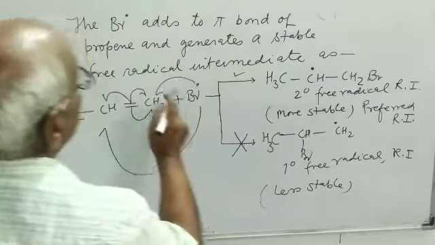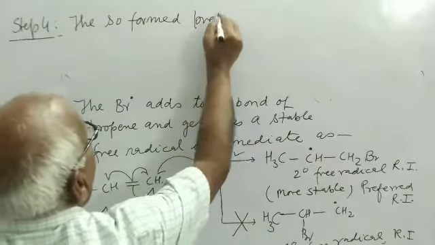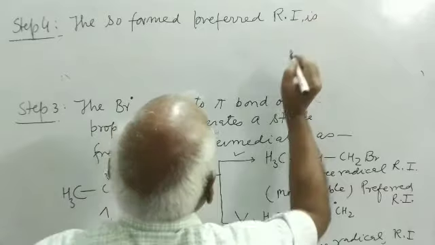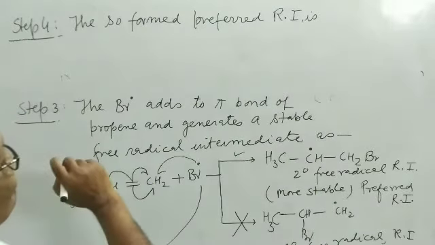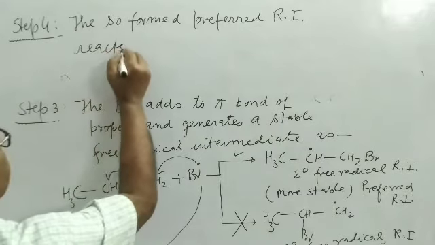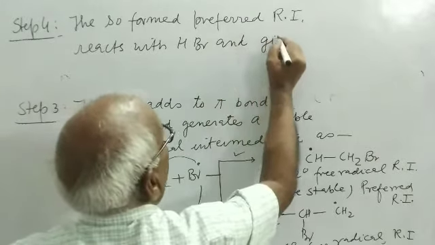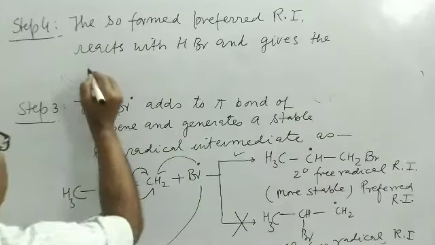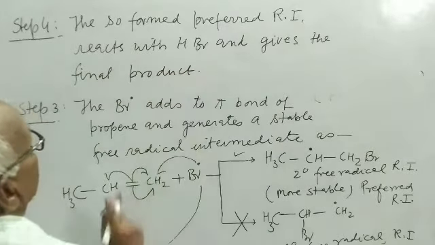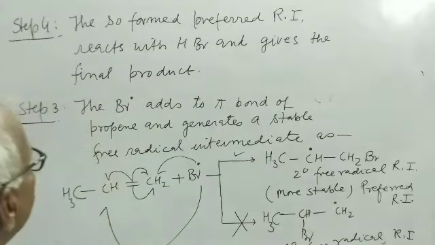The fourth step: the so formed preferred reaction intermediate reacts with HBr and gives the final product.